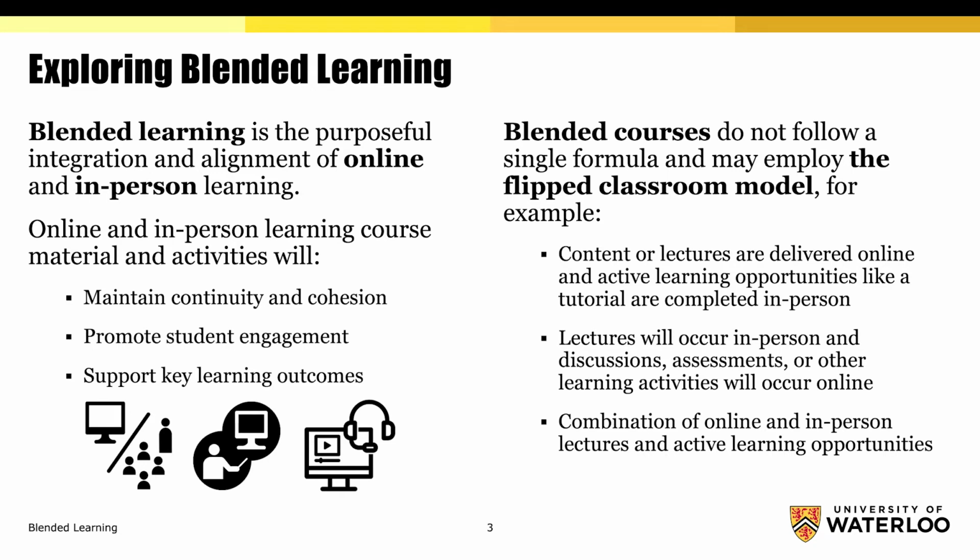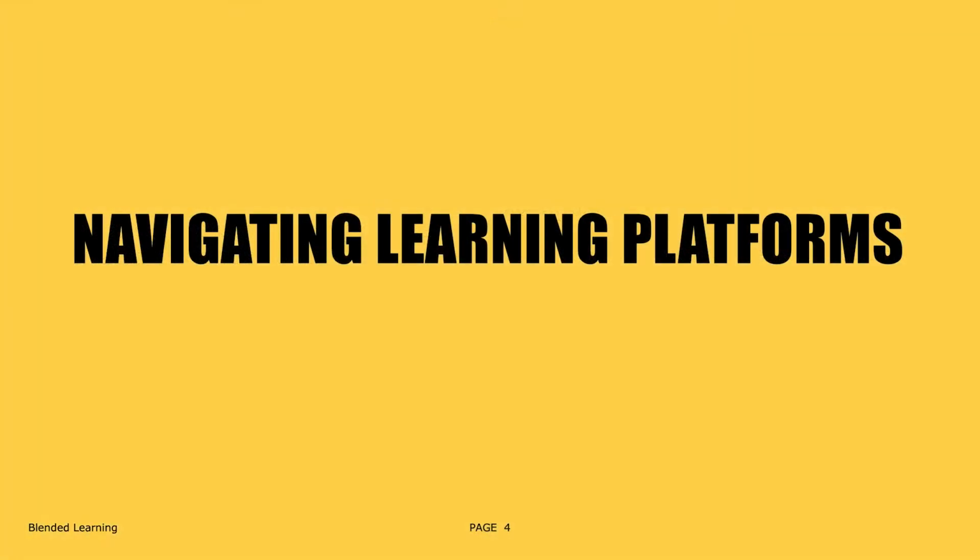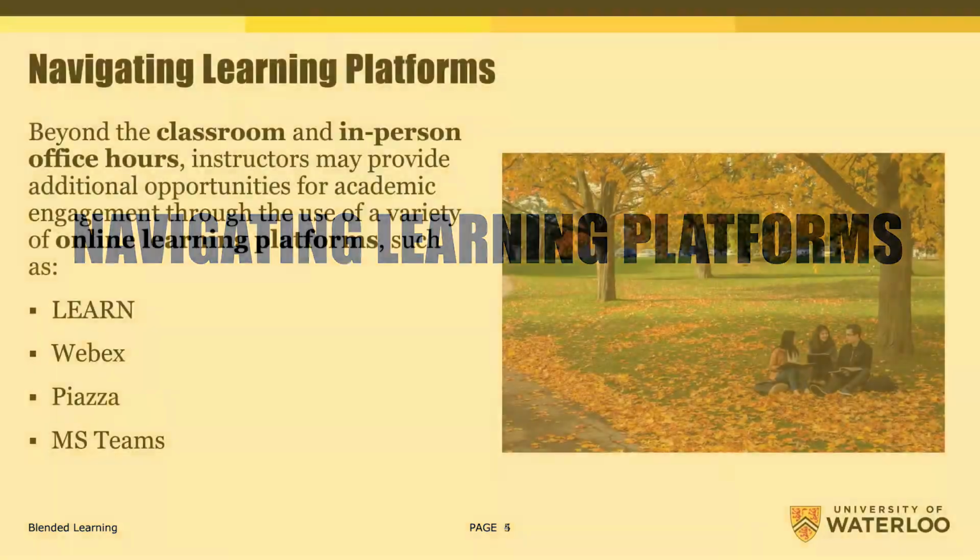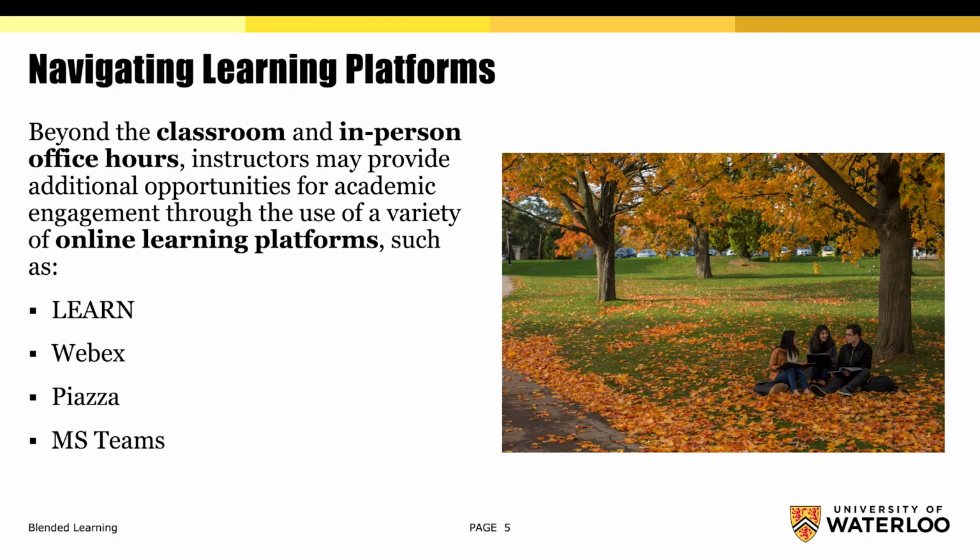Blended learning is the combination of online and in-person learning. Each blended course will be unique, but your instructor is more likely to employ the flipped classroom model, which is a hybrid of in-person and online learning opportunities. An important factor in your success with a blended course is knowing how to navigate a learning platform. Online learning platforms like Piazza or Learn are used by instructors to compile and organize important documents and key points of information in an accessible manner.